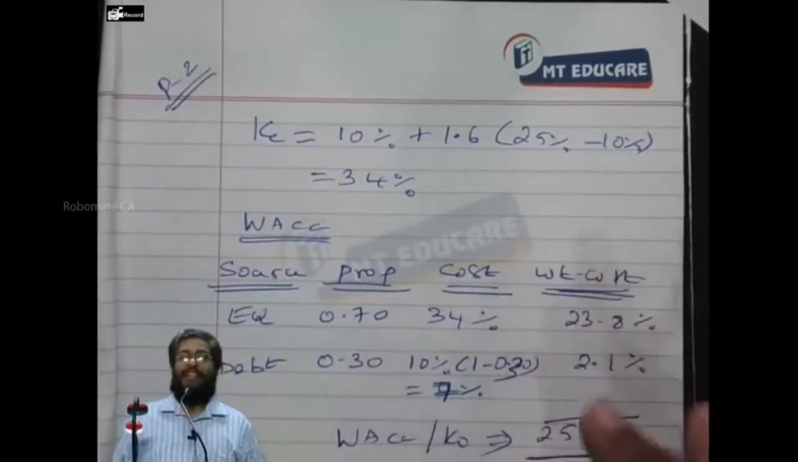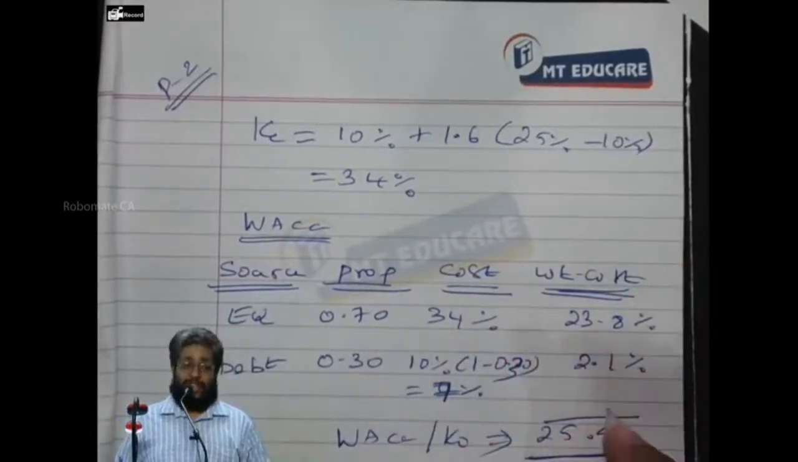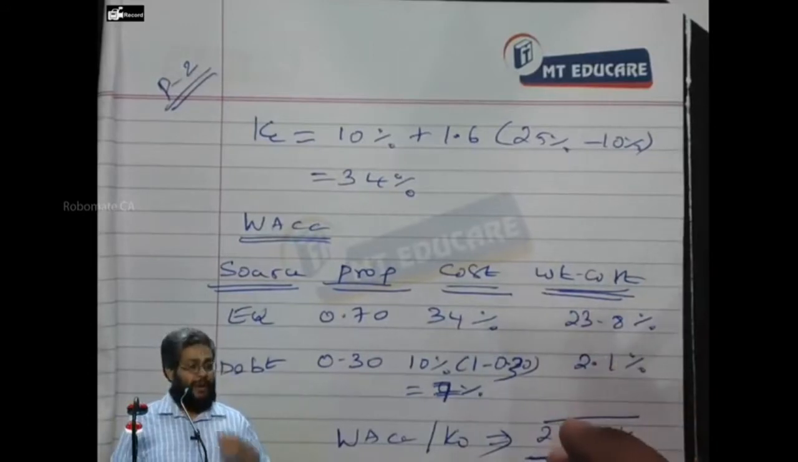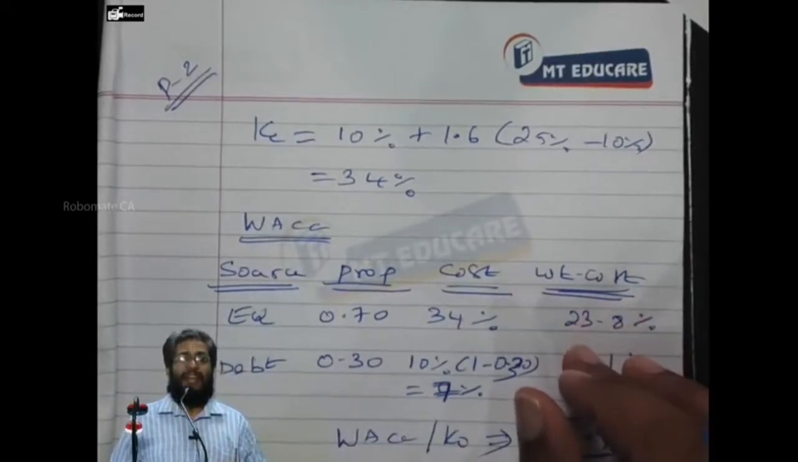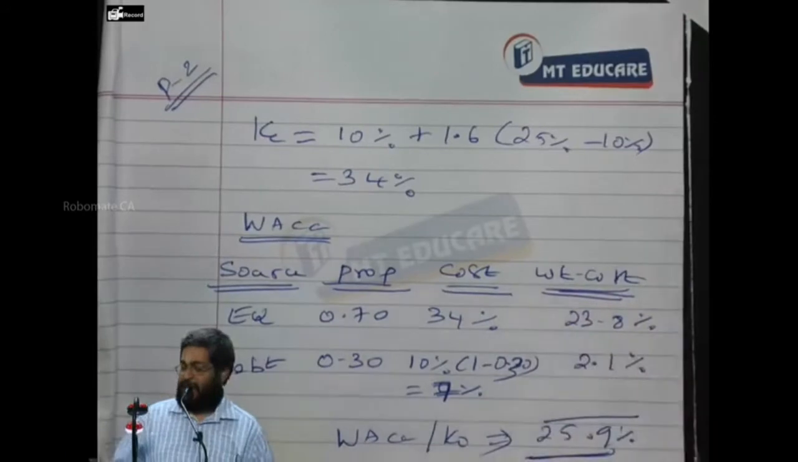Part 2 has been completed. This is the discount rate I should be using when I find out the NPV of the project, when I use the 30 and 70 debt equity ratio. Right or not? Next. Part 3, the last part.